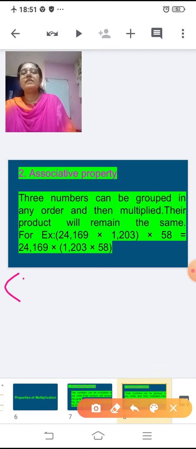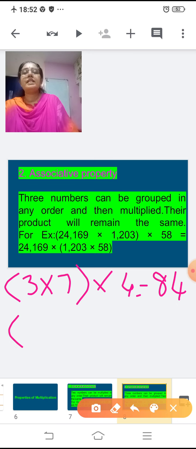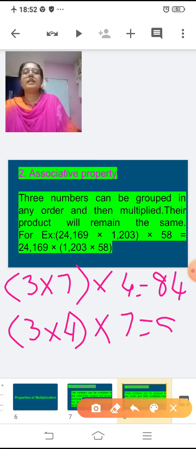If I write it as 3 multiplied by 7 and then multiply it by 4, my answer will be 3 7s are 21, 21 into 4 is 84. Now the same number, if I write it in this order, 3 into 4 and then multiply it by 7, 12 into 7, that is 84.